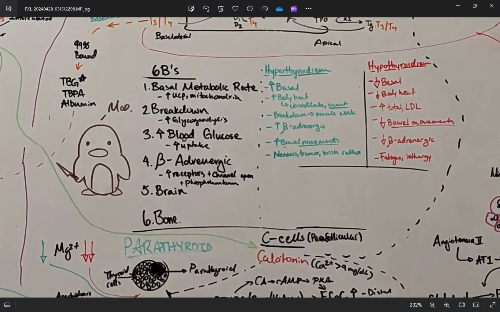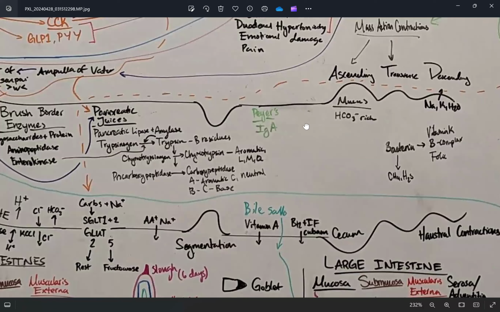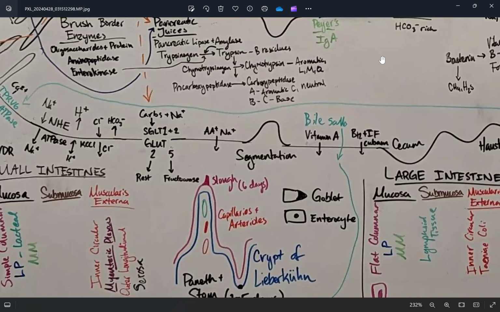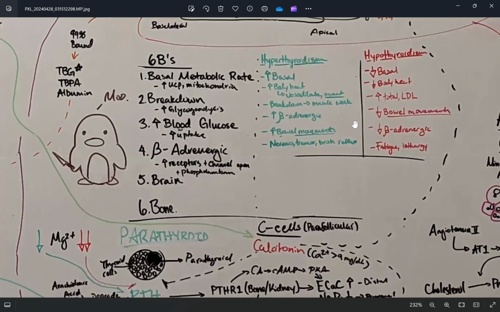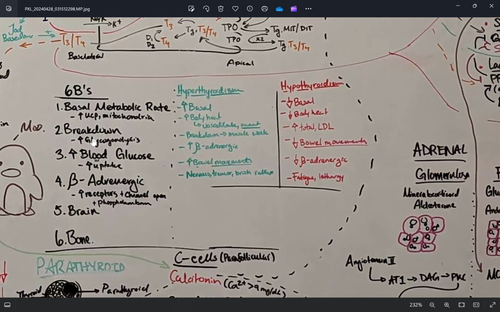In regards to blood glucose, thyroid hormone will increase your absorption of carbs in your small intestine in the jejunum by increasing the amount of SGLT1/2s and GLUTs. If you have hyperthyroidism and hypothyroidism, those affect your 6 Bs. So again, hyper, you have too much, you have more basal metabolic rate, more body heat, more breakdown of stuff. So not just carbs, but also protein, so you can get muscle weakness. You have more beta adrenergic stimulation, so faster heart rate, anxiety with that, increased bowel movements, and then also more nervous tremors and brisk reflexes.